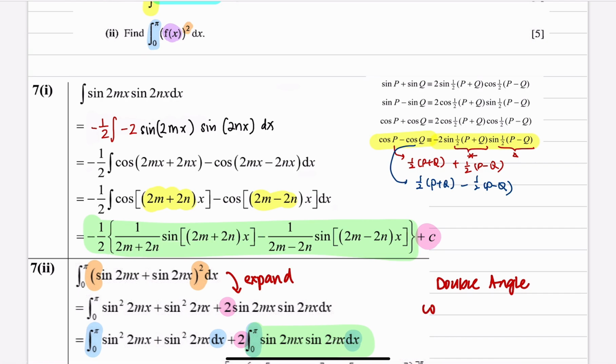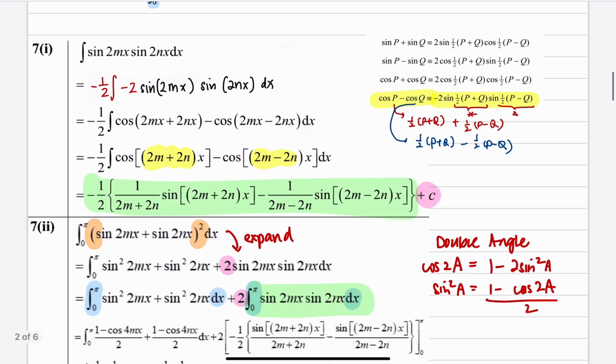And double angle says cosine 2A is equal to 1 minus 2 sine square A. Henceforth, what is sine square A? 1 minus cosine 2A divided by 2. So rewrite this and then sub in the answer from part 1 for the second integral. This is what we have. Okay, so 1 minus cosine 2 times 2mx, henceforth we got that.